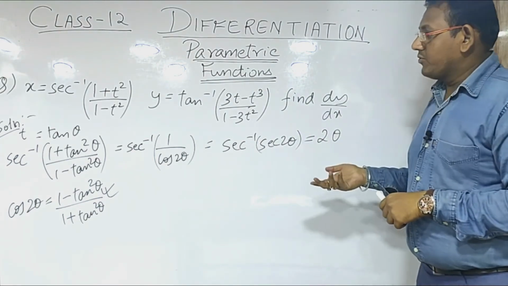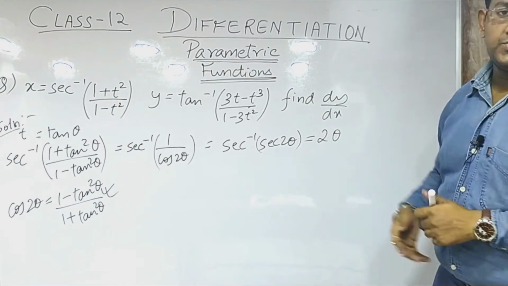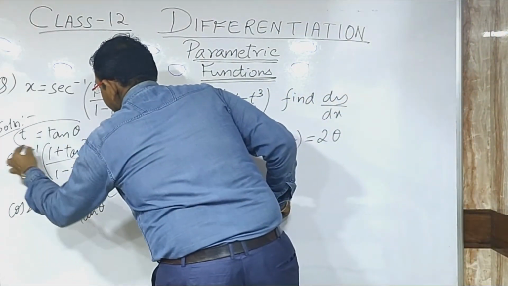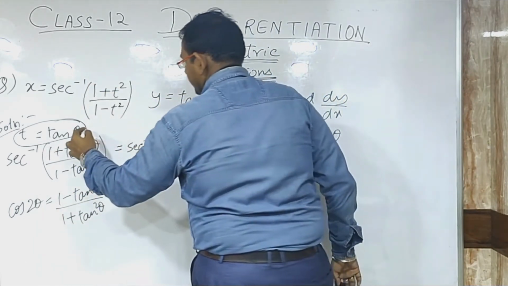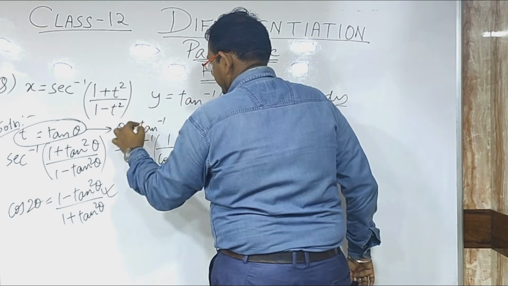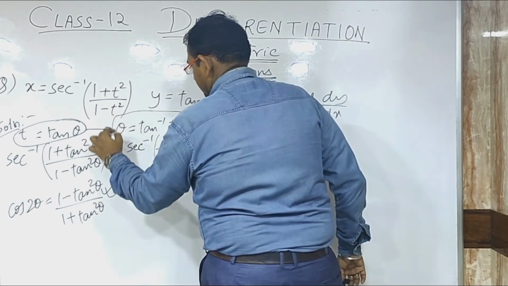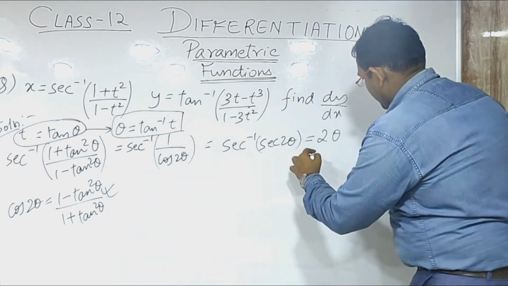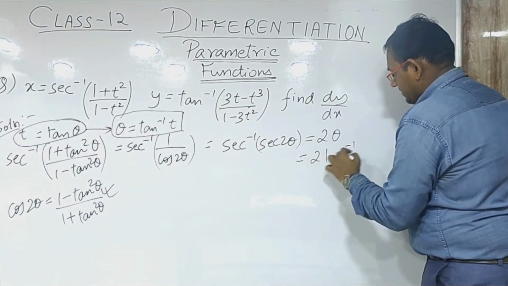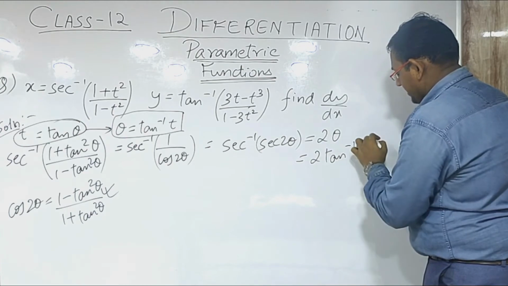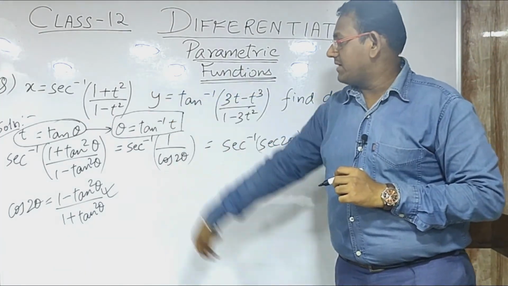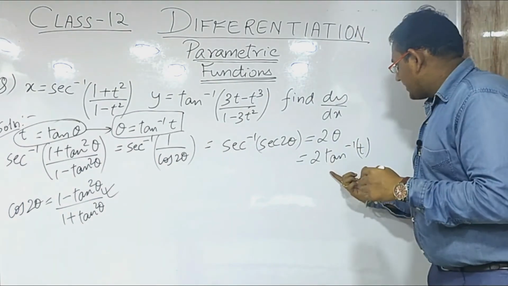So what are we going to do? We are basically resubstituting the value of theta over here. How to resubstitute? You can see that the value of t is tan theta. So from here, theta will become tan inverse t. With this, we resubstitute and we get 2 tan inverse t. So this part, sec inverse of (1 plus t square) by (1 minus t square), becomes 2 tan inverse t.